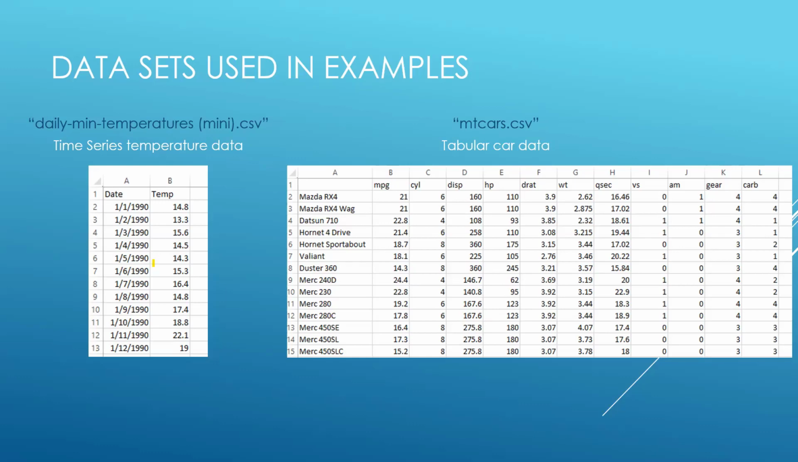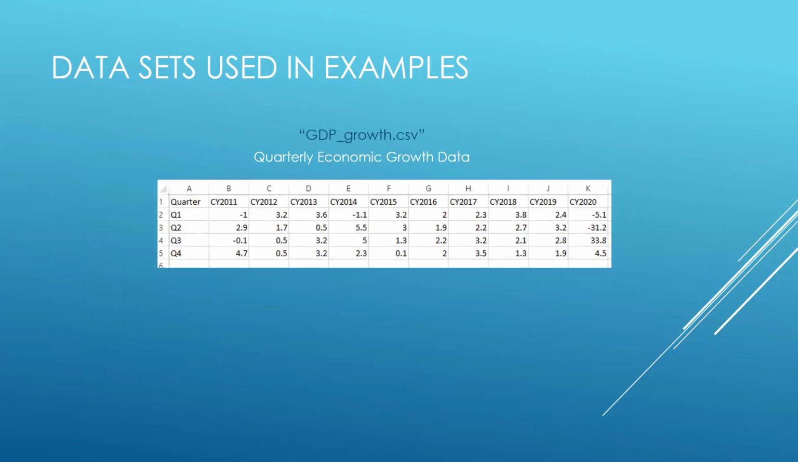the time it takes for it to accelerate to, I'm guessing, 60 miles per hour. And VSAM, I don't know what those are, the number of gears, and finally something relating to the carburetor. And then there will be one final data set that we'll play around with that looks at quarterly growth in the gross domestic product for a series of years ranging from calendar year 2011 through calendar year 2020.